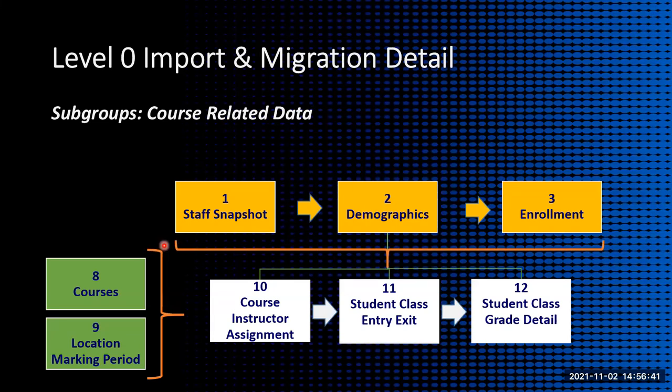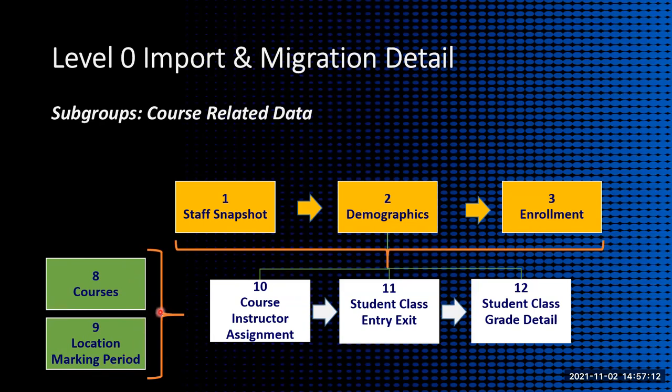Okay, now that we've covered the easy ones, let's take a look at the more complex scenario of course-related data. Again, start with the foundations. This time you will need all 3: staff snapshot, demographics, and enrollment. We'll see why in a minute. Then make sure your independent domains of course and location marking period are migrated.